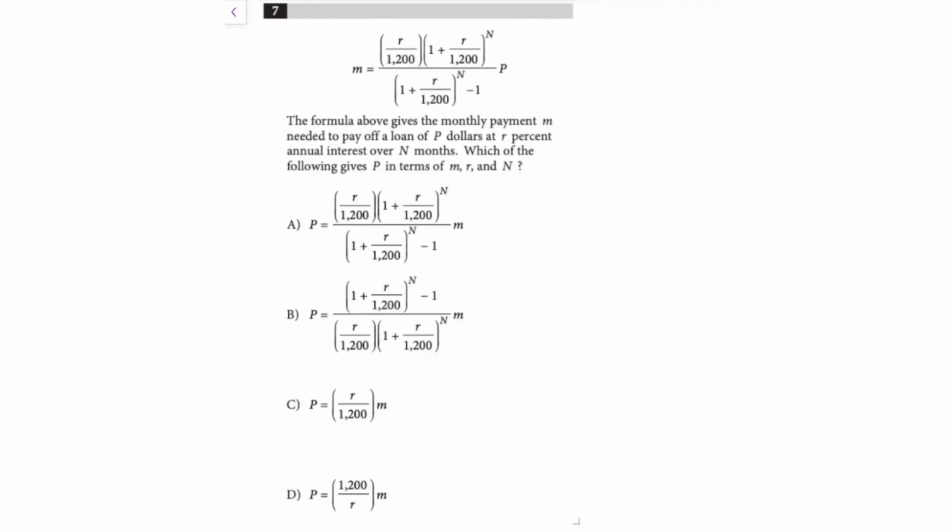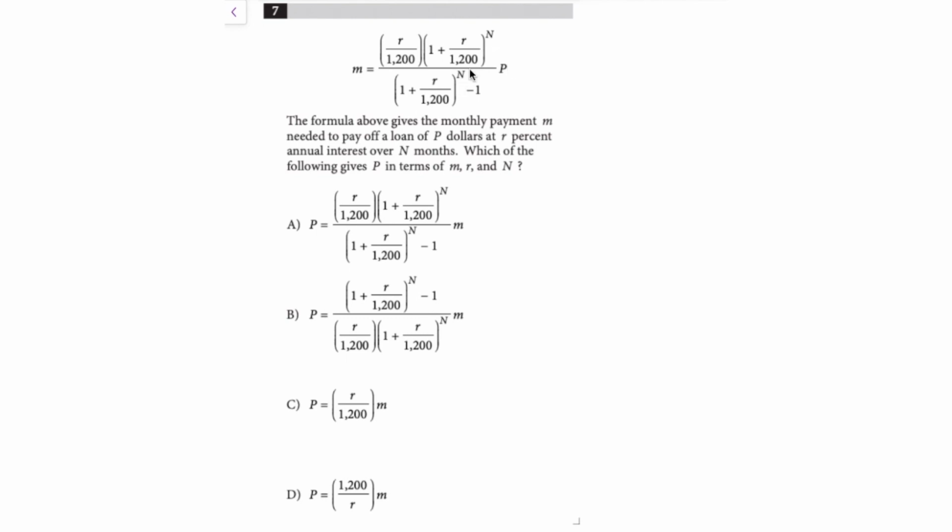Number 7. The formula above gives the monthly payment M needed to pay off a loan of P dollars at R% annual interest over N months. Which of the following gives P in terms of M, R, and N? Now, this whole formula up here looks pretty complicated, but you actually don't need to know all of this, okay? What you need to do is figure out how to get from M alone to P alone.